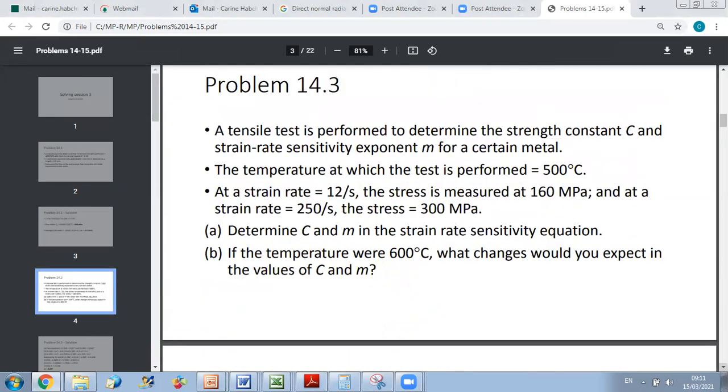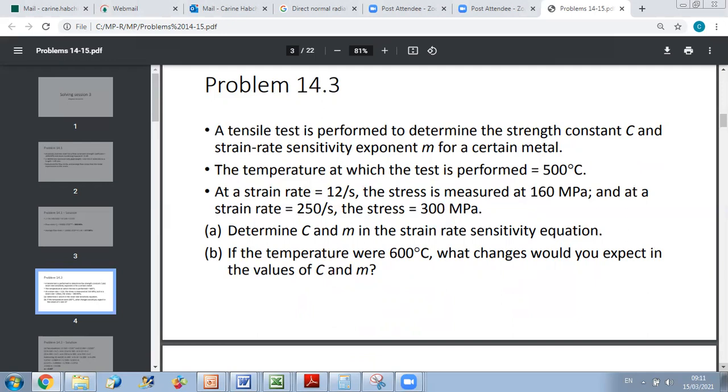Another problem: a tensile test is performed to determine the strength constant C and strain rate sensitivity exponent m for a certain metal. The temperature at which the test is performed is 500 degrees. At a strain rate of 12 per second, the stress is measured at 160 megapascal. And at a strain rate of 250 per second, the stress is measured as 300 megapascal.